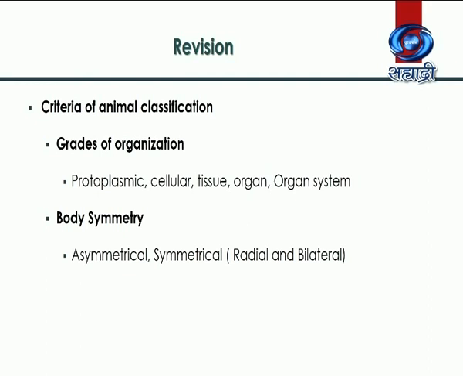The next criteria is body symmetry, which means whether we can divide an animal into two equal halves or not. Based on this, animals are either asymmetrical like sponges or symmetrical. Symmetrical members show radial symmetry like in Hydra or bilateral symmetry like in human beings.